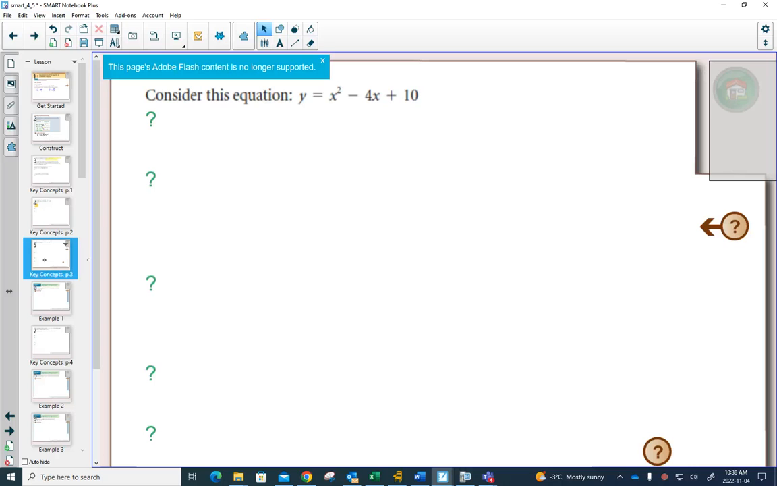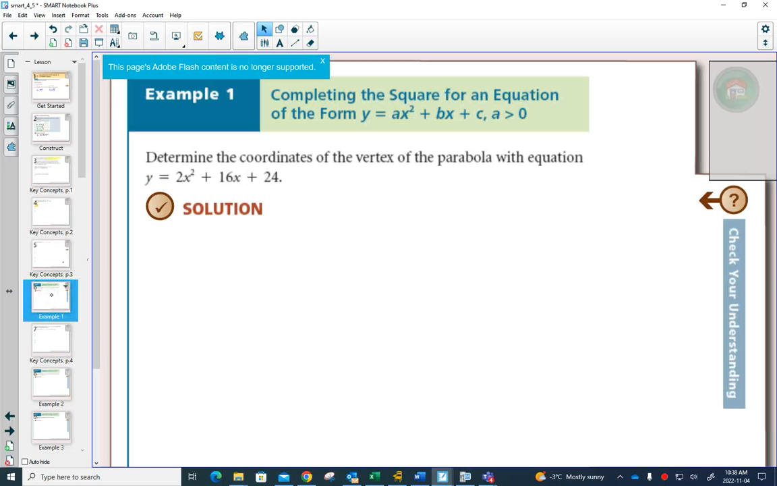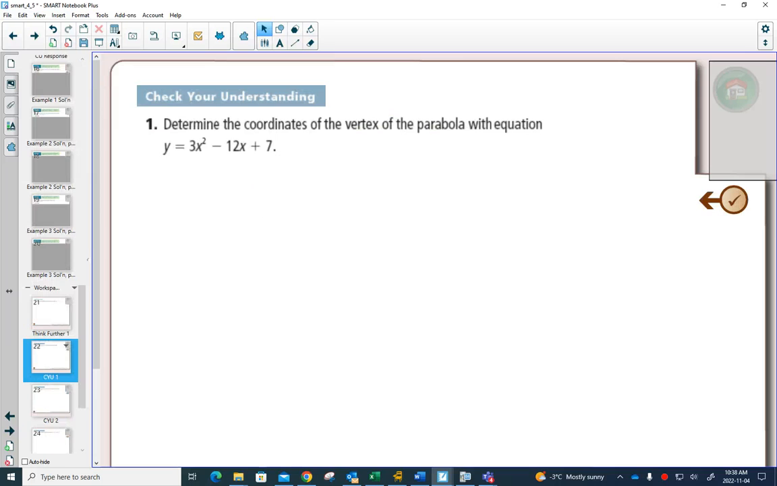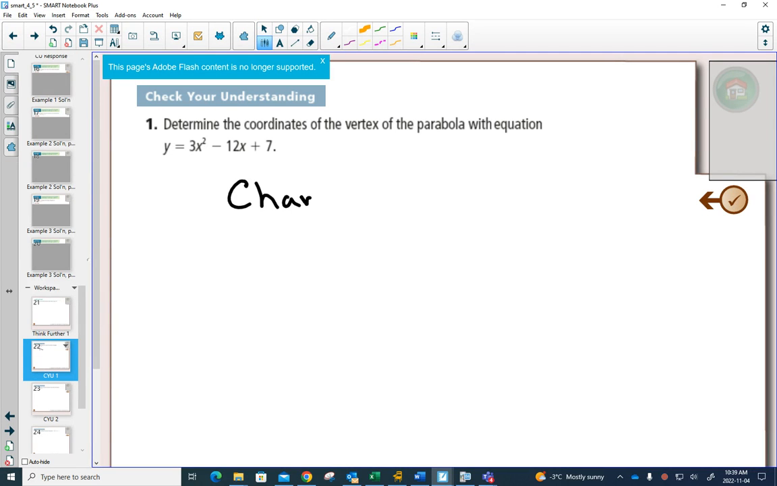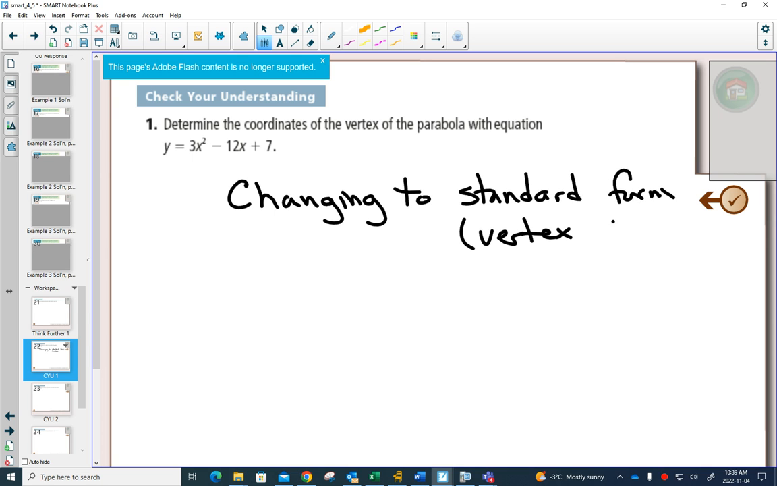No, and we're not going to use that. So we'll go to example 1. We're going to call this technique changing to standard form. That seems like a good title for the technique, right? Because you want to change it to the vertex form or the standard form. That is going to be the title for this.